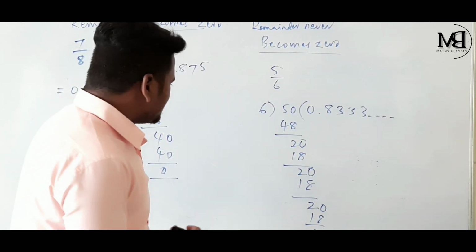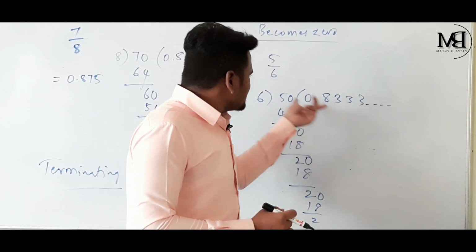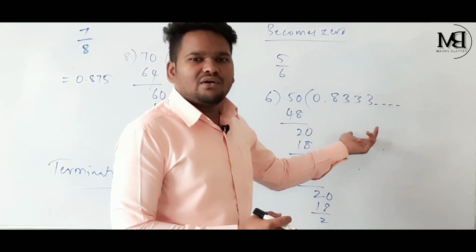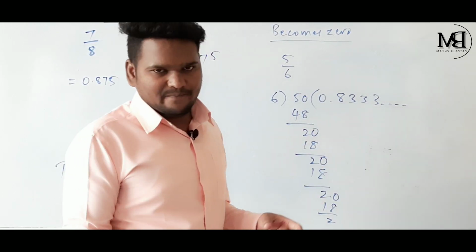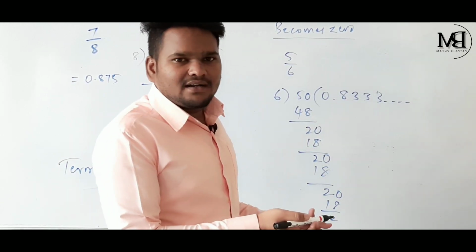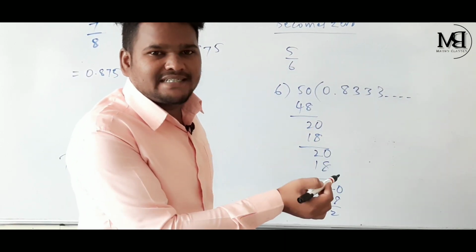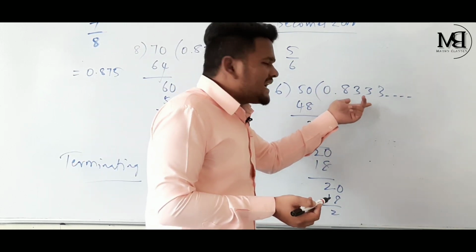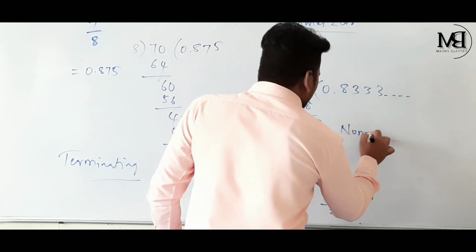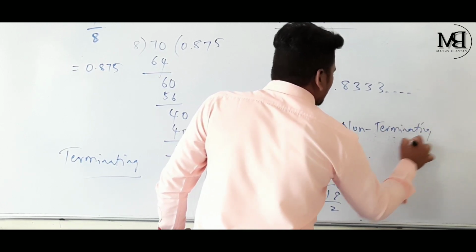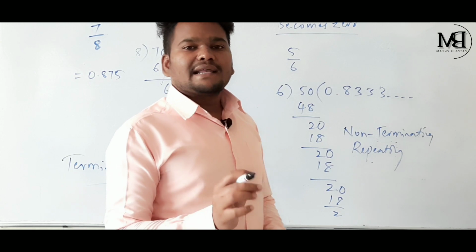3 is repeating. And see children, here the decimal expansion is not ending. The decimal expansion of 5 by 6 is not terminating because we are not getting remainder 0. Here the decimal expansion is not terminated, but it is repeated, so this type of decimal expansion is known as a non-terminating repeating decimal expansion.